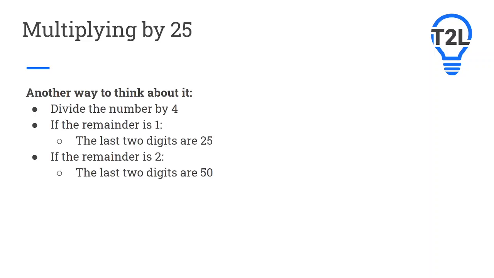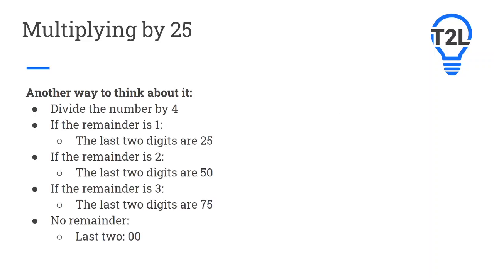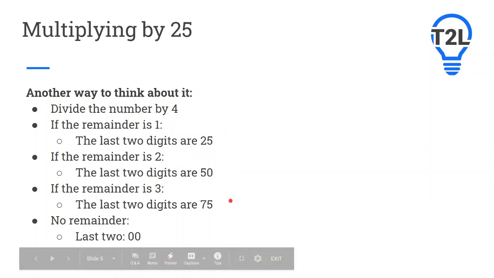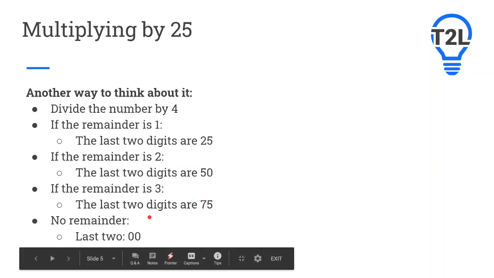Now, with these tricks, some of them have different ways of thinking about it. So here's a different way of thinking about multiplying by 25. What you want to do is first just start off dividing it by 4, and then you want to pay close attention to the remainders. If the remainder is 1, then the last 2 digits of the number are going to be 25. If it's 2, then the last 2 digits are going to be 50. And then it'll keep going on this pattern of increasing by 25. So for 3, it'll be 75. And if there's no remainder at all, then the last 2 digits are going to be 0.